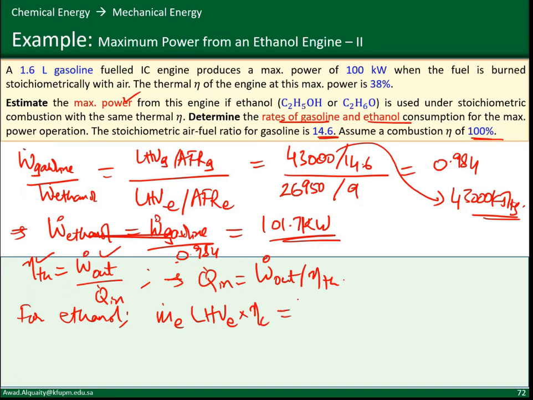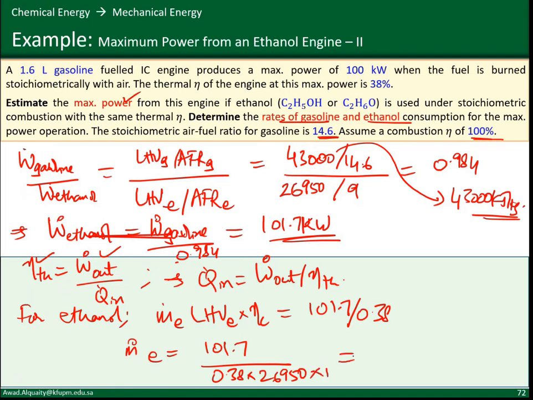Combustion efficiency is same. The work output for ethanol is different, 101.7, but the thermal efficiency is same, right? 0.38. Now, if you want to find out the mass flow rate of ethanol, you simply have to divide this number, 101.7 by 0.38. You have to divide it by the low heating value for ethanol, which is pretty small, 26950, and combustion efficiency is 1. When you do the math, this comes out to be 0.0099 kilogram per second. Okay, so it's just as simple as that.